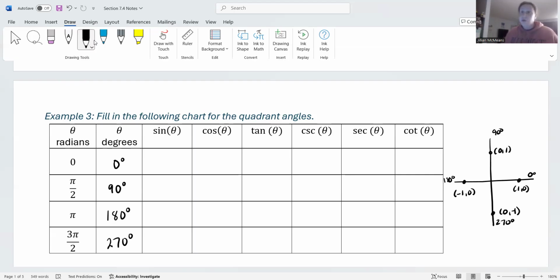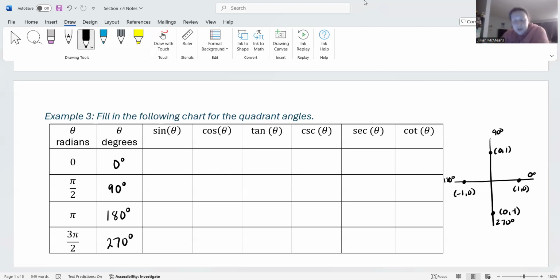Now, I'm going to go through this really, really quickly. So what I would say is at this point, pause the video, fill this table in, and then check back, let the video play to see how I do this. I'm going to go through it really, really fast though. Okay? So sine of 0 degrees. We're going to do sine of all of these, and we'll do cosine of all of them, and so forth.